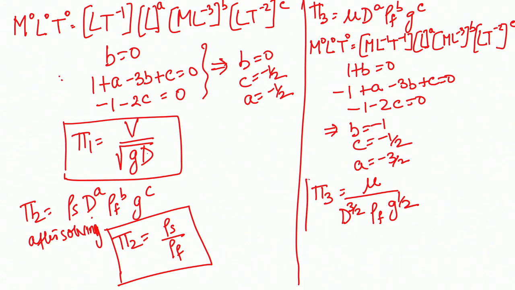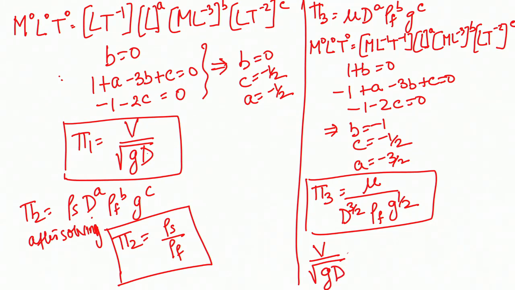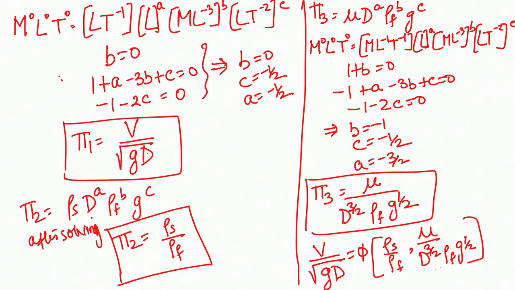So, we have got pi 1, pi 2 and pi 3. Finally, the functional relationship will be pi 1, v by under root g d, is a function of pi 2 comma pi 3, that is rho s by rho f comma mu divided by d to the power 3 by 2 rho f g to the power half. This is one of the examples where we have solved this.